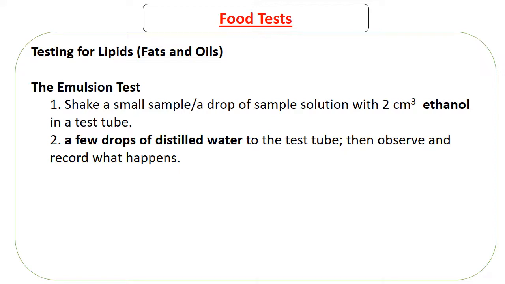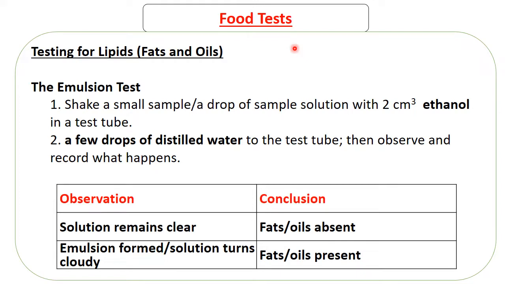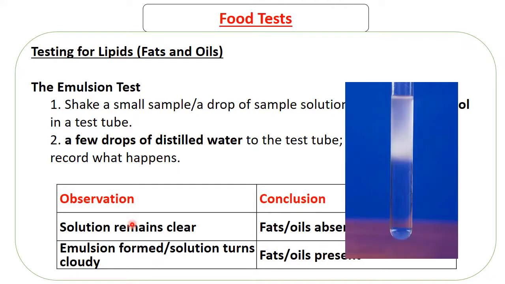So when you do this, if you have lipids in your mixture, then these are the possible outcomes. If your solution remains clear, then you don't have fats or oils in your sample. If an emulsion is formed or the solution turns cloudy, then you have fats or oils present. The way you can tell an emulsion or cloudy is it's not as clear as the solution you had. So I'm talking about something like this. So this is an emulsion or a cloud. Down here is clear, but here there's an emulsion.